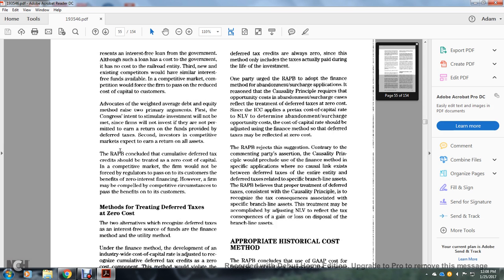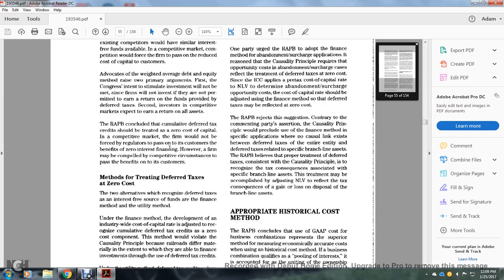Advocates of the weighted average equity method raised two primary arguments. First, Congress' intent to stimulate investment will not be met, since firms will not invest unless they are permitted to earn a return on the funds provided by the deferred tax. Second, investors in competitive markets expect a return on all assets.